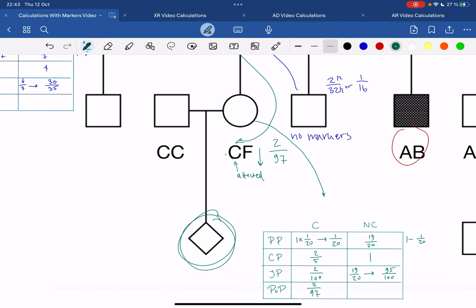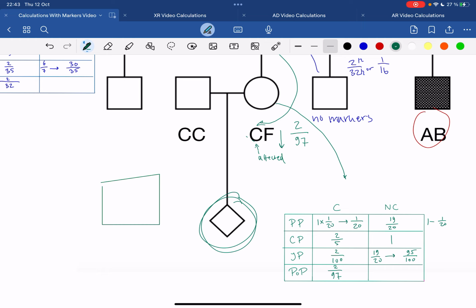So in order for this child to be affected, let's draw a Punnett square. That's a great Punnett square. I don't know why my iPad is doing this. Wow. There we go. And we assume that the mother is a carrier, but we assume that the father is not.